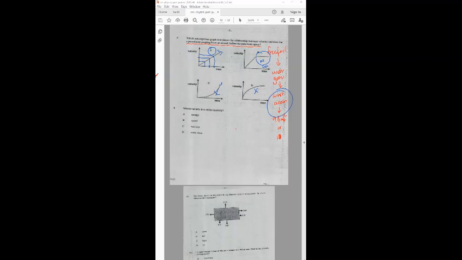All right, number 9, which variable is a vector quantity? What does the word vector mean? Vector quantities have both size and direction. That means that we can ask ourselves how much and which way.